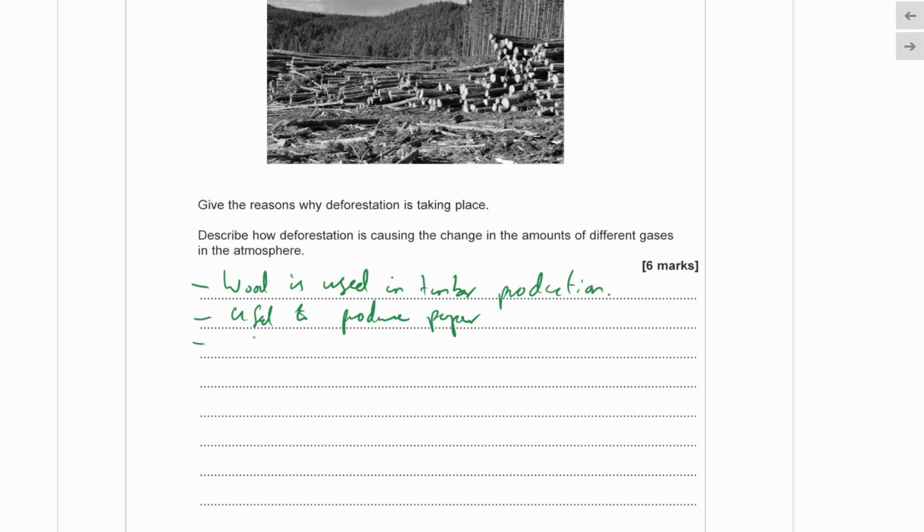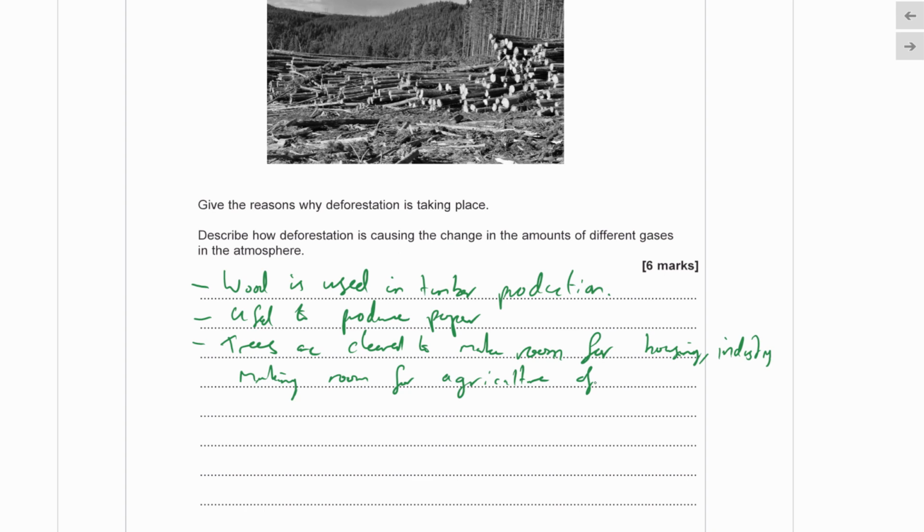Okay, next. What else do we chop down trees for? Well, sometimes we chop down trees in order to make space for other things, right? So trees are cleared to make room for, and now what are they going to be making room for? Well, they could either be making room for housing or industrial uses, okay? Housing or industry. Okay, they could also be making room for agriculture of, and I'm going to say either plants or livestock.